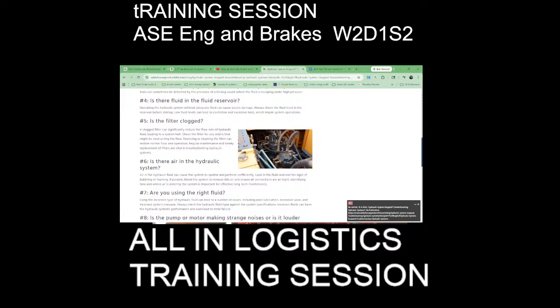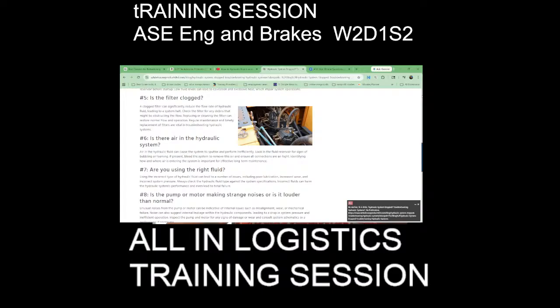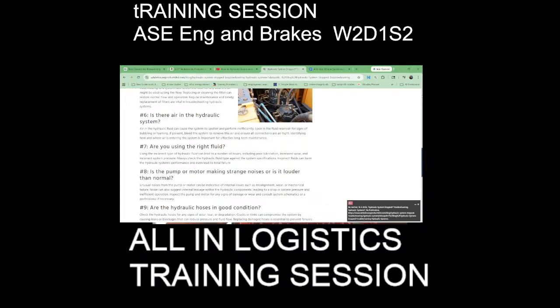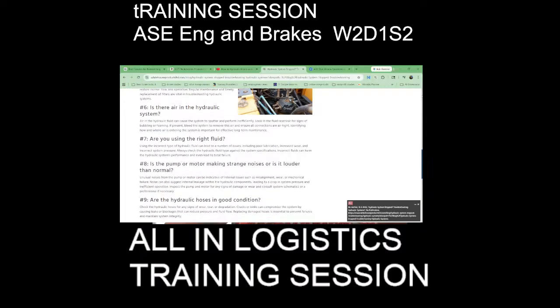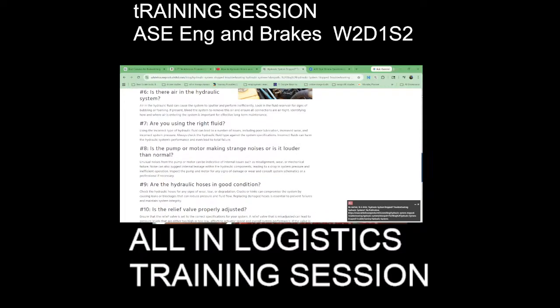Six, is there air in the hydraulic system? Seven, are you using the right fluid? Eight, is the pump or motor making strange noises, or is it louder than normal? Nine, are the hydraulic hoses in good condition? And ten, is the relief valve properly adjusted?